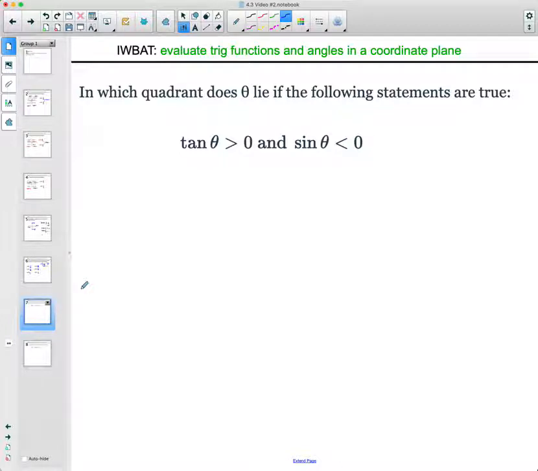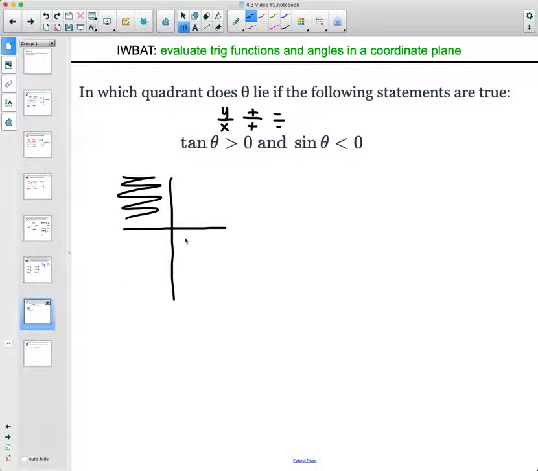Which quadrant does theta lie in if the following statements are true? Now they're going to tell you something about the positive, negative nature of the signs of the functions. Remember, tangent is y over x. So this is saying tangent is greater than 0. That happens when either y and x are both positive or they're both negative. So tangent is greater than 0 in the first and the third. So I'm going to cross these out because tangent is negative in the second and it's negative in the fourth. So we're down to quadrant 1 and quadrant 3.